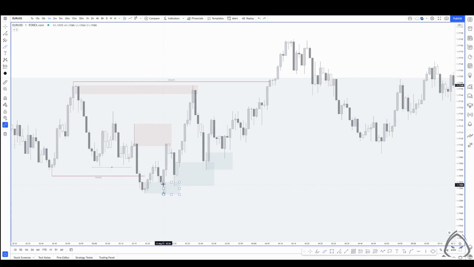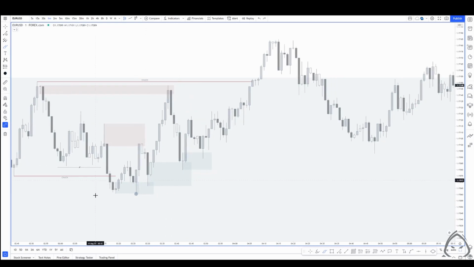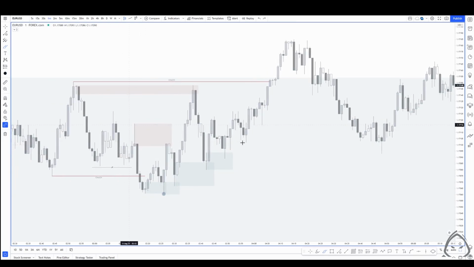Now what we can see is this point right here. Did we break structure? Yes. Did we sweep liquidity? Barely, but yes, we did. And have we mitigated something? Yes, we have. Okay, now we're starting to see valid, very valid points of interest, demand zones taking place. We're starting to tap into, again, a higher time frame point of interest.